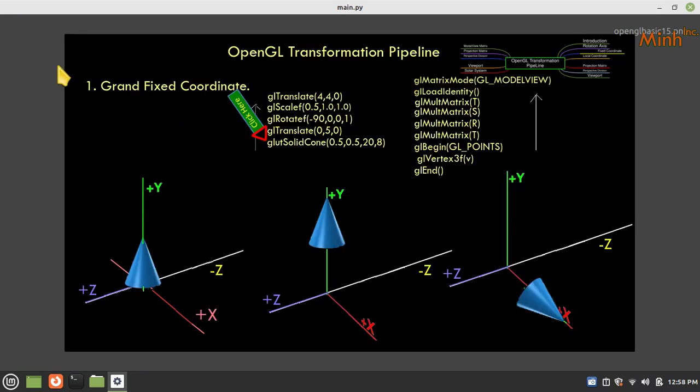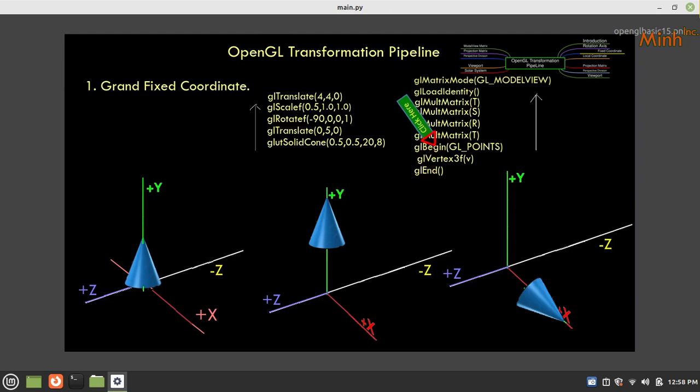Now we'll proceed here. This is the code that we need to understand: glTranslate, scale, rotate, translate, and then the model. It happens in the reverse direction, and this is the actual mathematics. So the cone would be drawn, then translated, rotated, scaled, and translated again like this. glBegin, glPoint, this is the model drawing program.